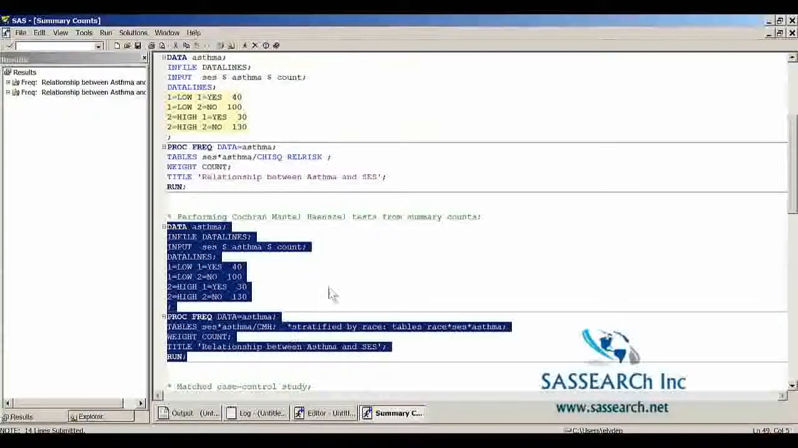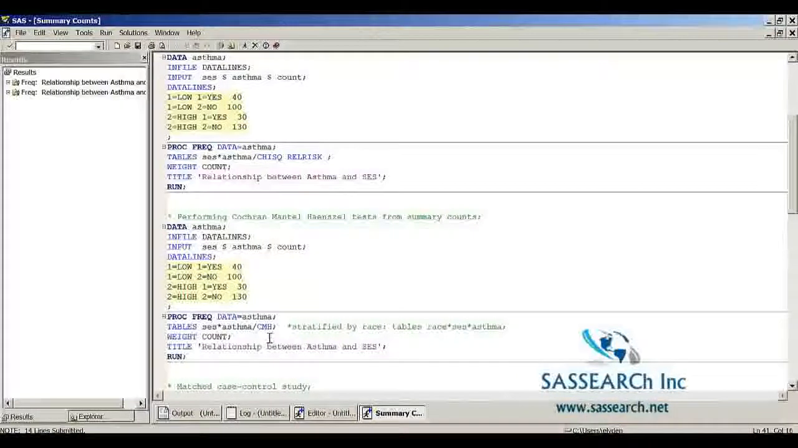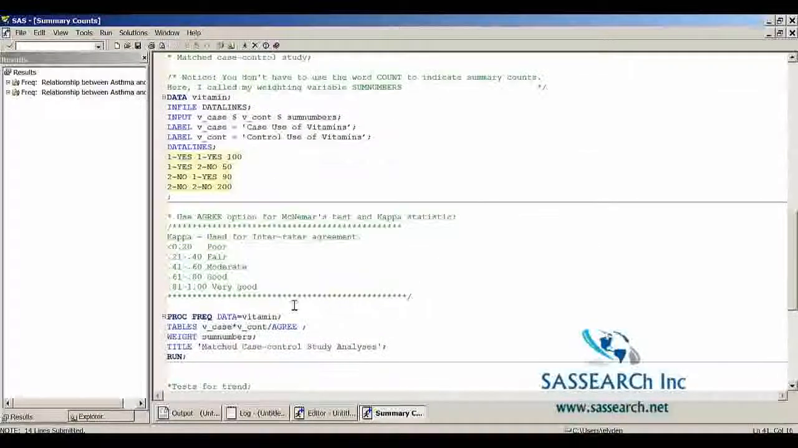And again, this is just another option that you can use in PROC FREQ, whether your data are summary counts or whether your data is person level data. Now let's look at an example of a matched case control study. And I want you to notice here that I didn't use the word count to indicate summary counts. Here I called my weighting variable sum numbers. So again, count is not a special variable name. I could give my weighting variable any variable name that I want.